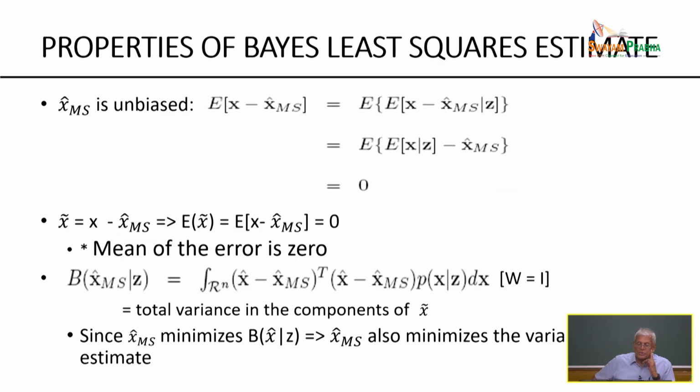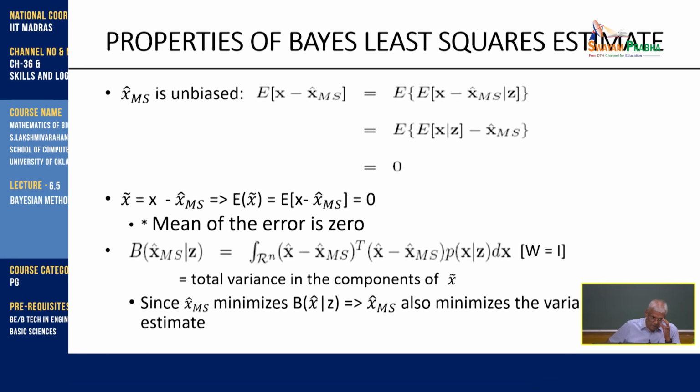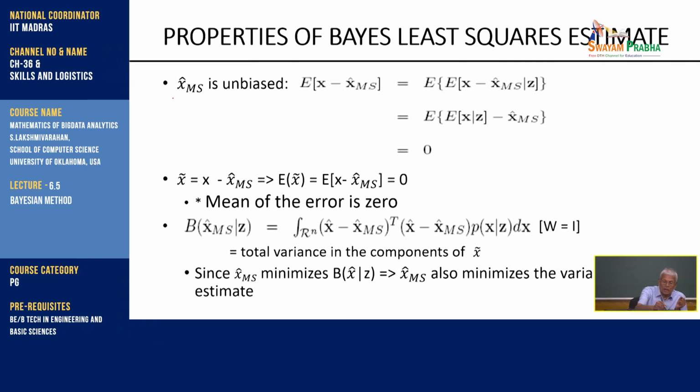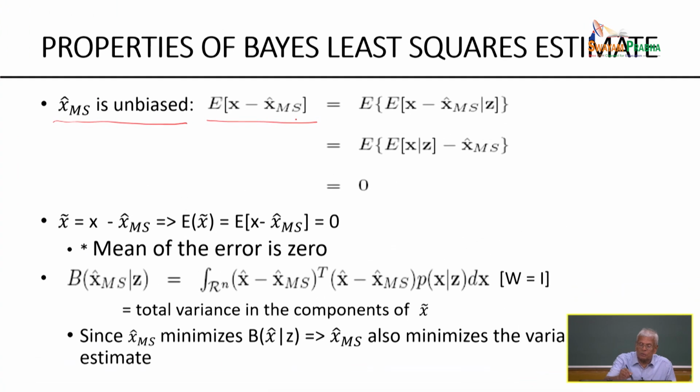Now we are going to continue to analyze further the properties of Bayes least squares. First we are going to show that the Bayes mean square estimate, the Bayes least squares estimate, is unbiased. So to prove that, consider the difference between x and its mean square estimate.